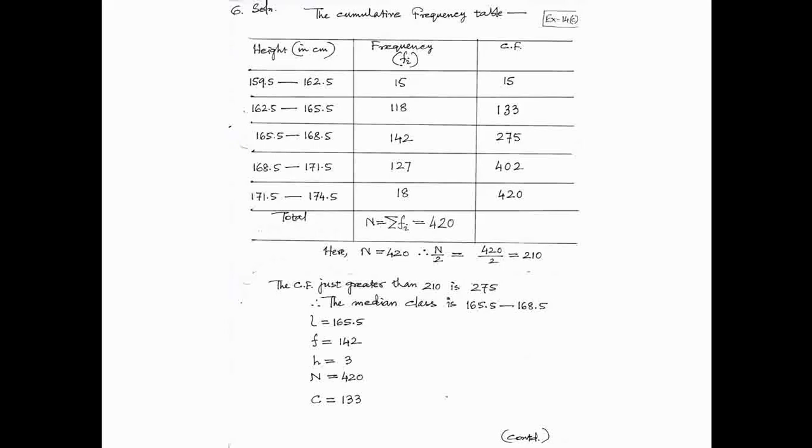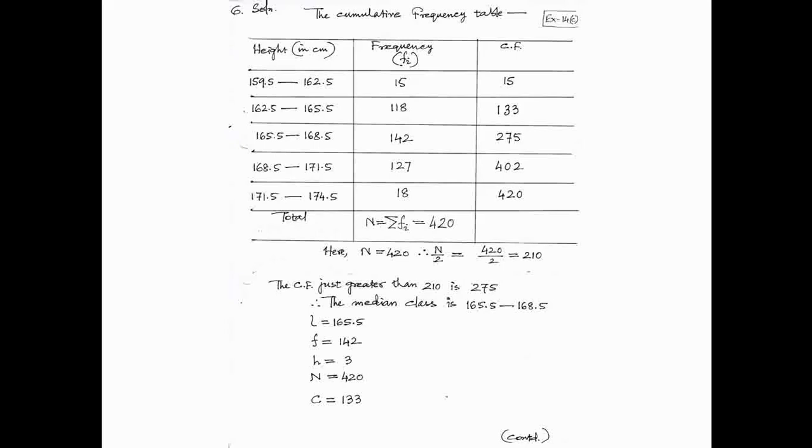So when you go to the next class interval, here you see in this category, that is 162.5 centimeter and 165.5 centimeter, how many students? 118 students. So cumulative frequency means from the beginning you have to take the values and take the sum. So 15 plus 118, you are getting 133.